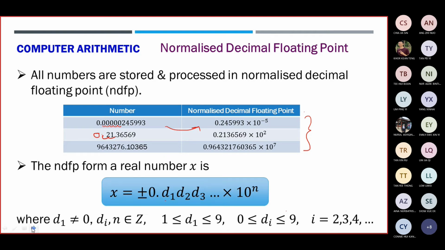As I said earlier, d1 has a non-zero value. And then the di is usually given, and this n will be any integer. It represents any integer, and d1 has to be between 1 and 9.